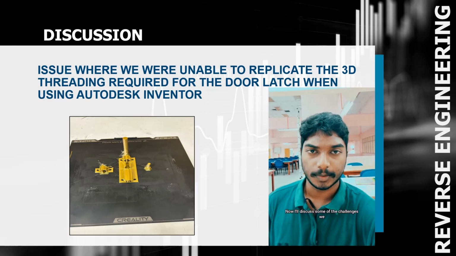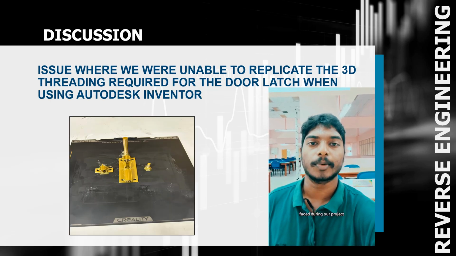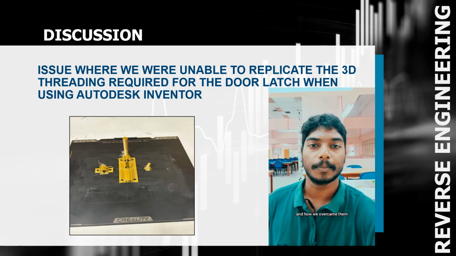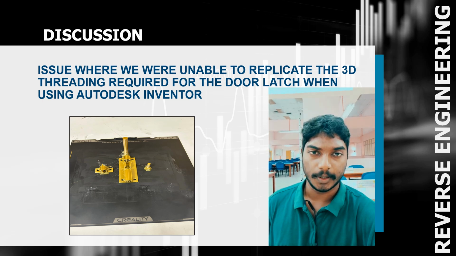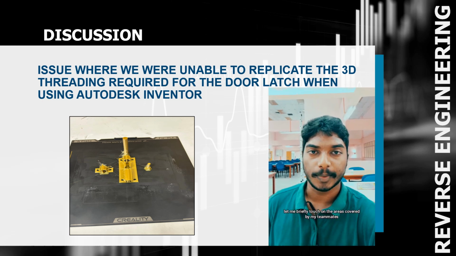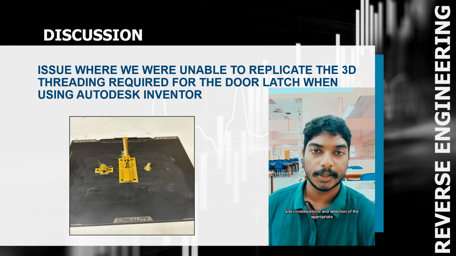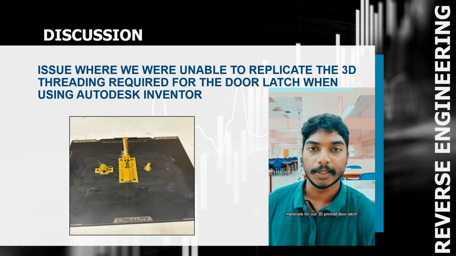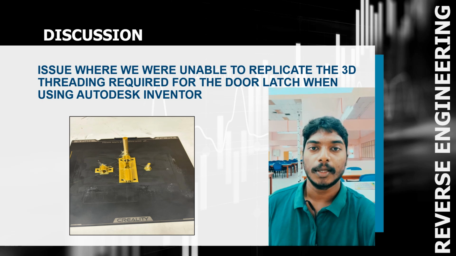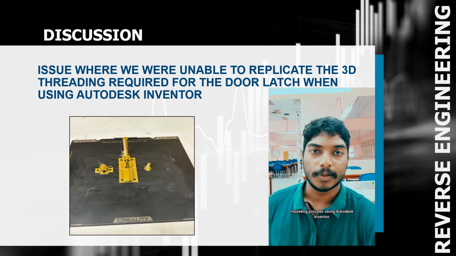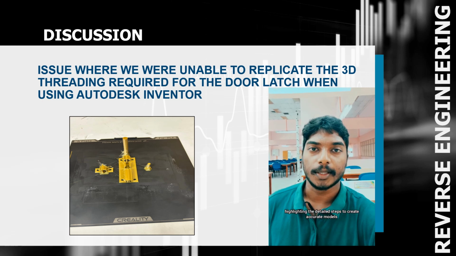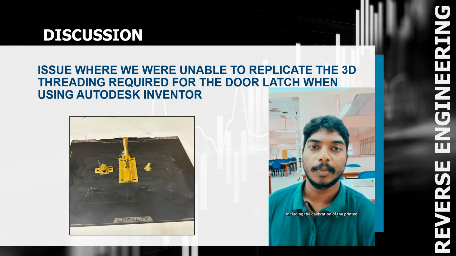Now I'll discuss some of the challenges we faced during our project and how we overcame them. First, let me briefly touch on the areas covered by my teammates. Parvin Moorthy discussed the initial design considerations and the selection of appropriate materials for our 3D printer. And Parvin Uthukumaran focused on the CAD modeling process using Autodesk Inventor, highlighting the detailed steps to create accurate models. And also covered the actual 3D printing process, including the calibration of the printer and the printing parameters we optimized to achieve the best results.